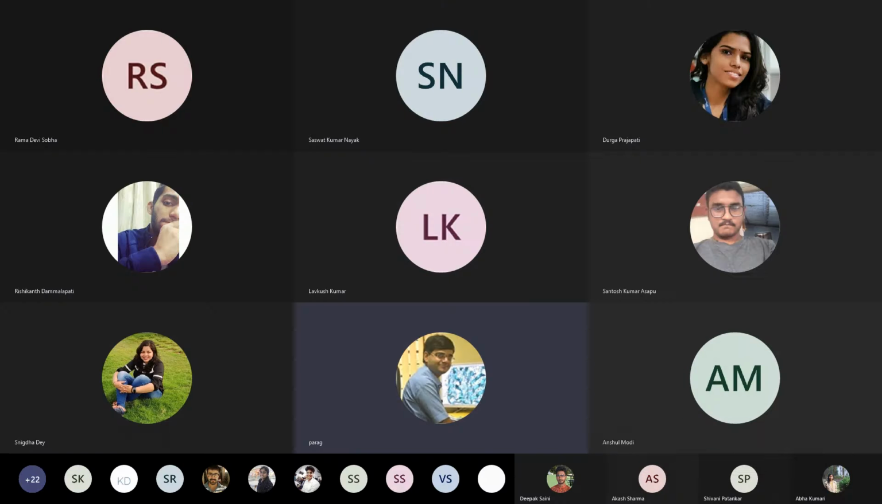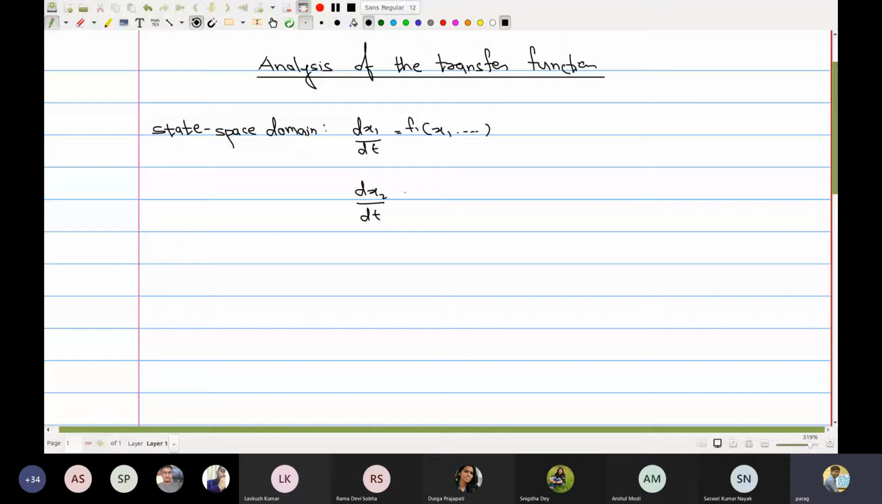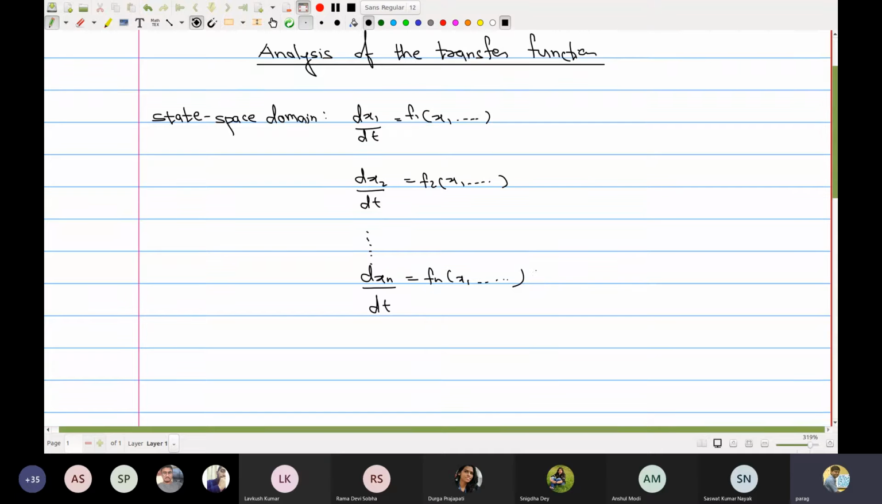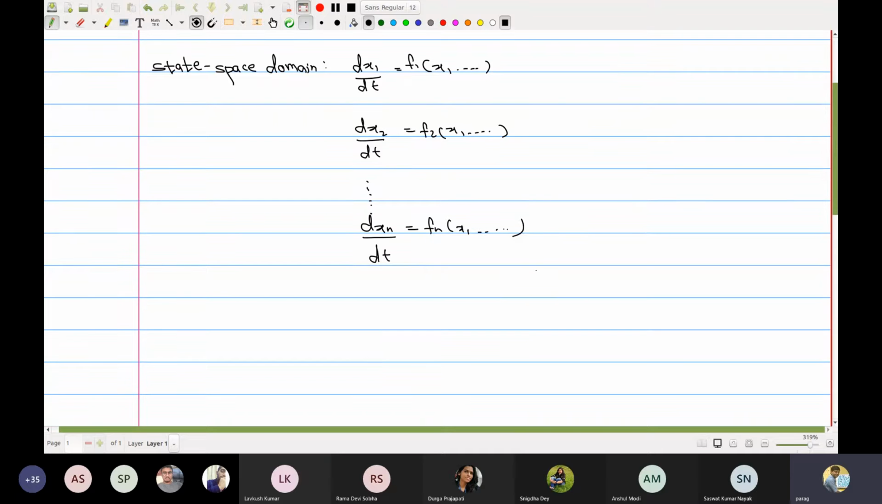dx2 by dt equals f2 of x1 and so on. And for an nth order system, it used to go all the way up to dxn by dt equals fn of x1 and so on. Right? So this was the set of equations which used to come from the model, the process model.